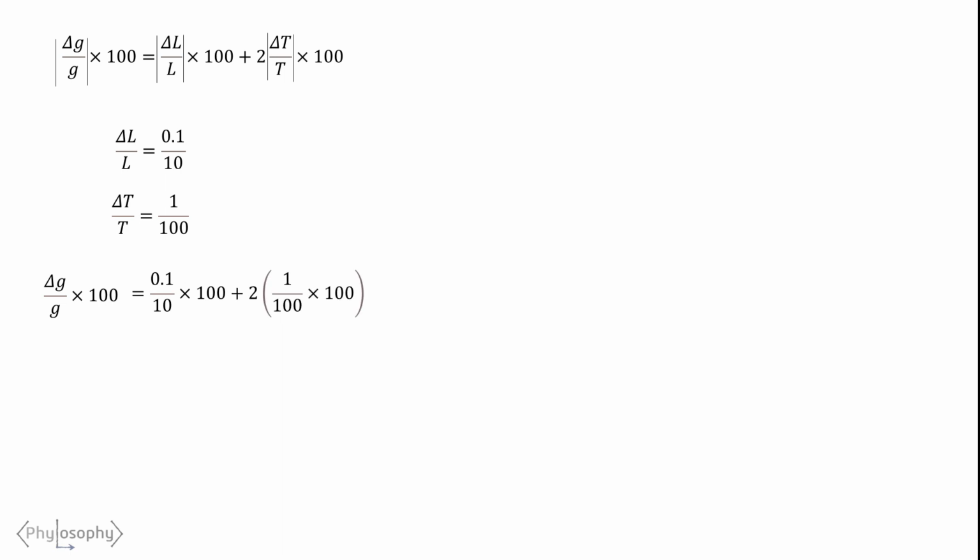Now the errors in measurement of L and T are given, which is delta L over L equals 0.1 over 10 and delta T over T is 1 over 100. Therefore, if we put these values in the above expression, then delta g over g times 100 will be 0.1 by 10 times 100 plus 2 times 1 over 100 times 100, which equals 3%. Therefore, the correct answer is option D. Now let's go to our next problem.